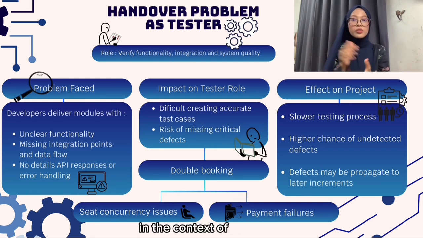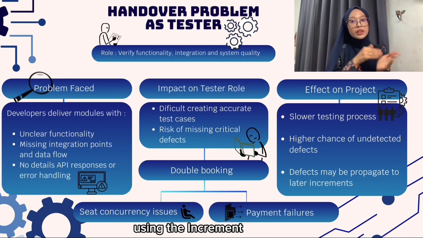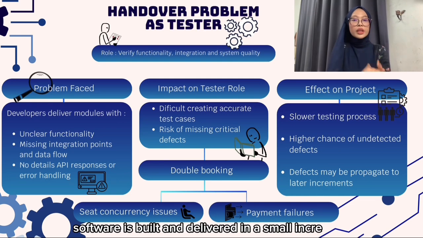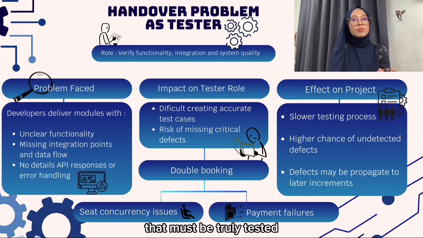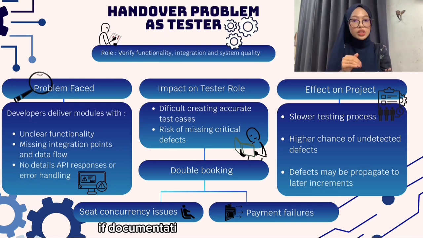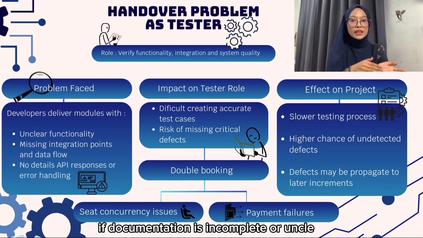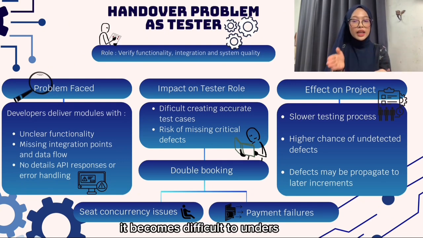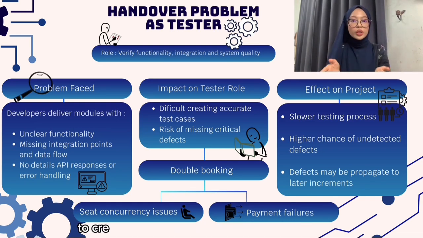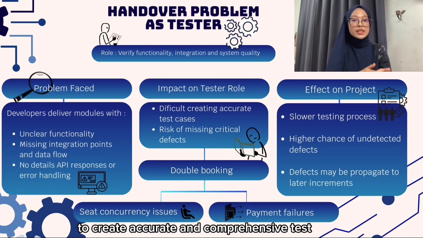In the context of Easybook, where the system is being developed using the incremental model, software is built and delivered in small increments that must be thoroughly tested before being integrated with the larger system. If documentation is incomplete or unclear, it becomes difficult to understand how a module is supposed to function, which directly affects my ability to create accurate and comprehensive test cases.